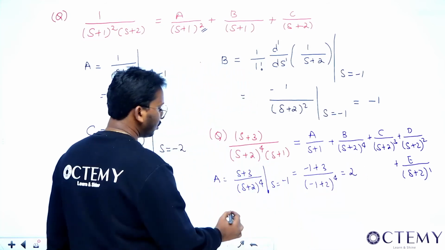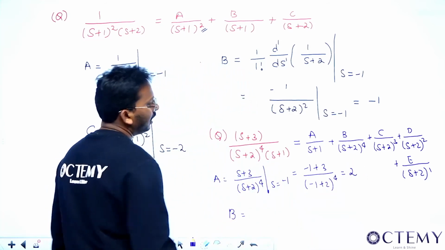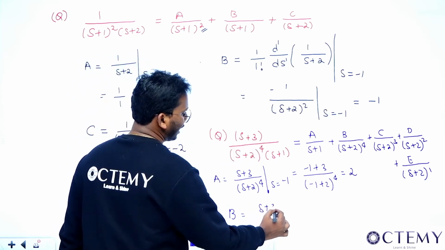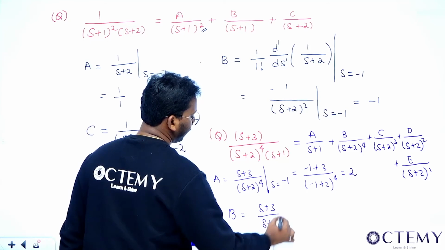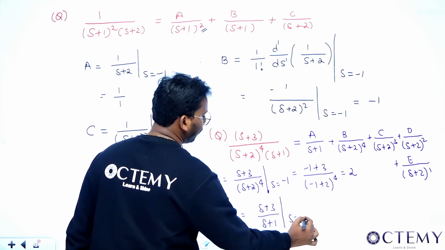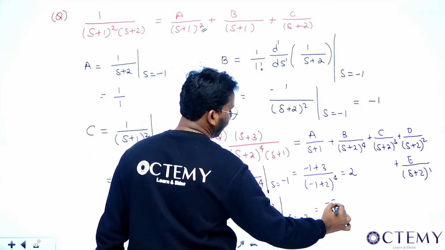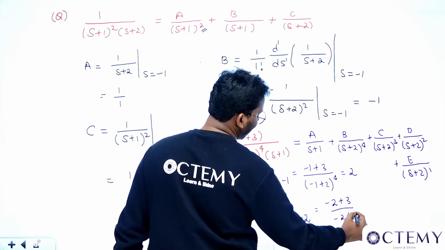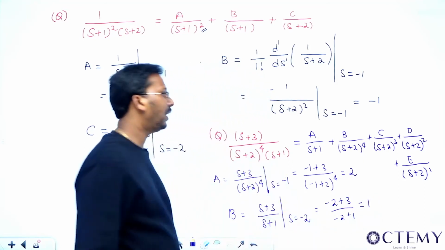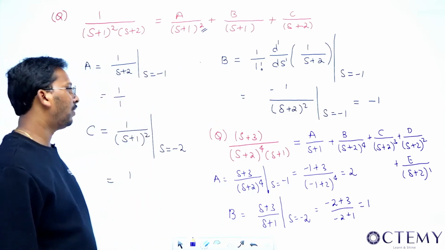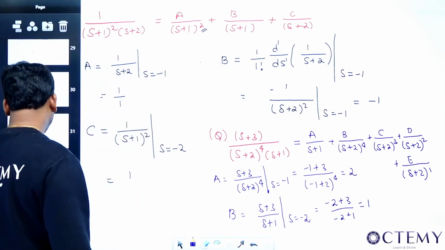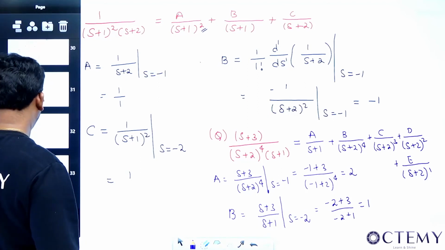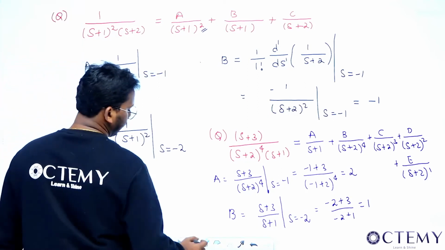Similarly, getting B is also very simple, sir. How will you get B? Remove this fellow. If you remove that fellow, that will become (s plus 3) divided by (s plus 1) and in this you put s is equal to minus 2. So this will become (minus 2 plus 3) by (minus 2 plus 1). This will be equal to minus 1, right? Now the challenge comes when you have to find C and D and E. So see sir, let me do it here.